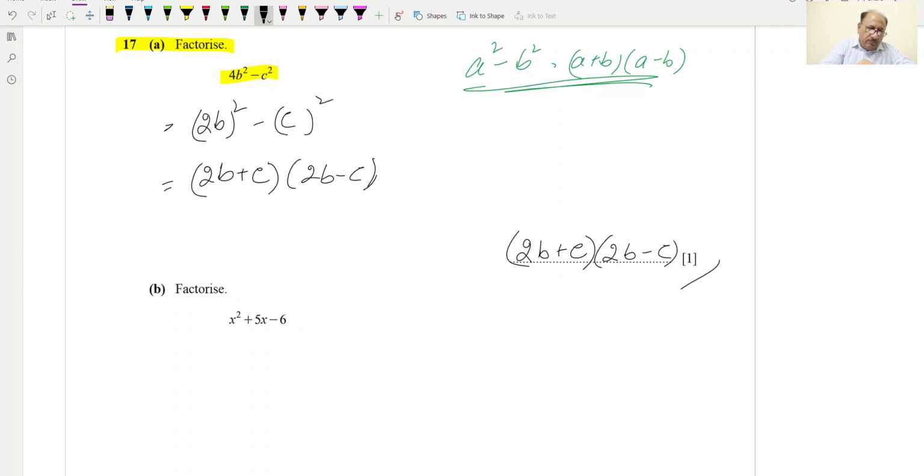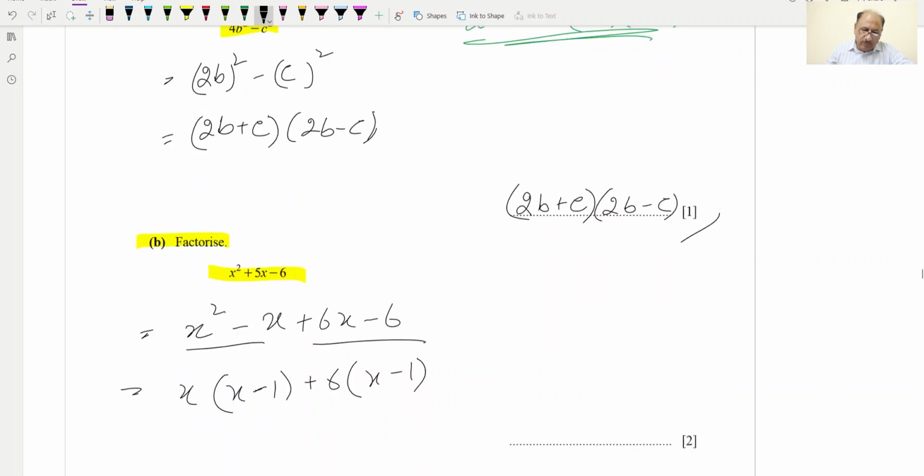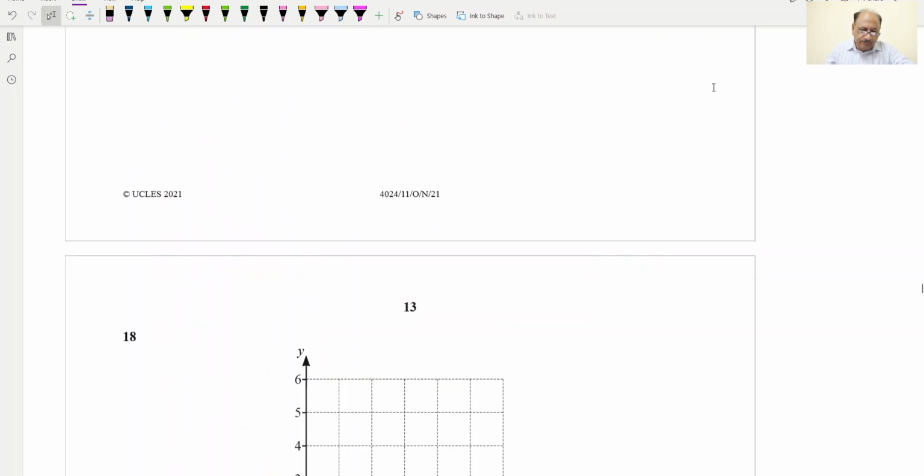One more question. B part, factorize this. We can make pairs, so it will be x squared minus x plus 6x minus 6. So we can make this pair, x common from the first pair, so x minus 1, and plus 6 common from the second pair, so x minus 1, and this will be x minus 1 into x plus 6. This will be the final answer, so x minus 1 into x plus 6. These are 2 more questions.